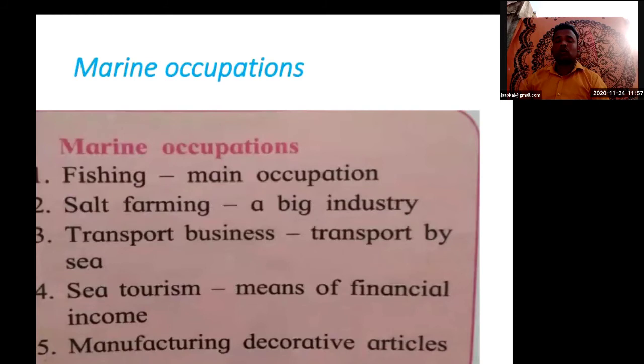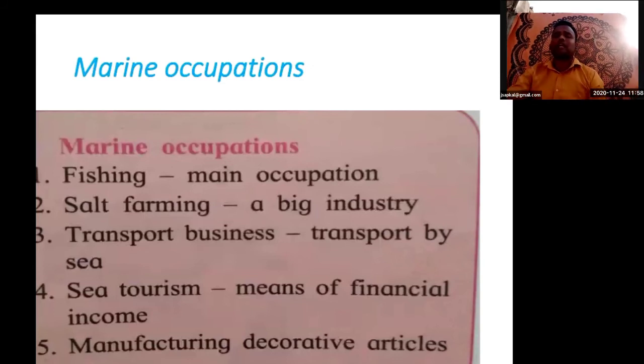So if you think about the marine occupations, fishing is the main. Then salt farming, transportation business, sea tourism, and manufacturing decorative articles. So in this way, these are the natural resources that always satisfy our life. Now there is one more point: natural resources are always for meeting our needs. They always help to provide and satisfy our life.